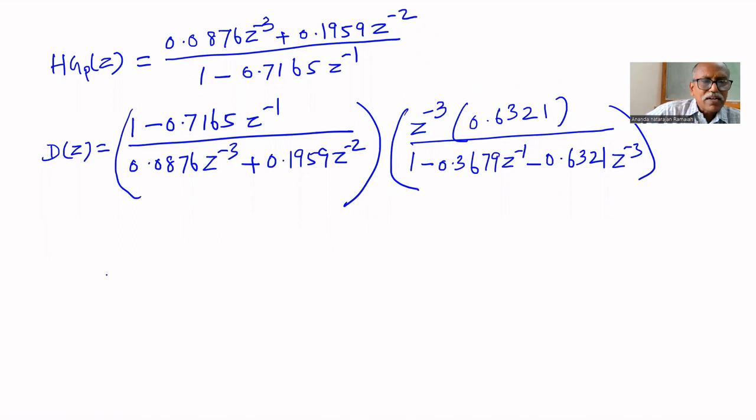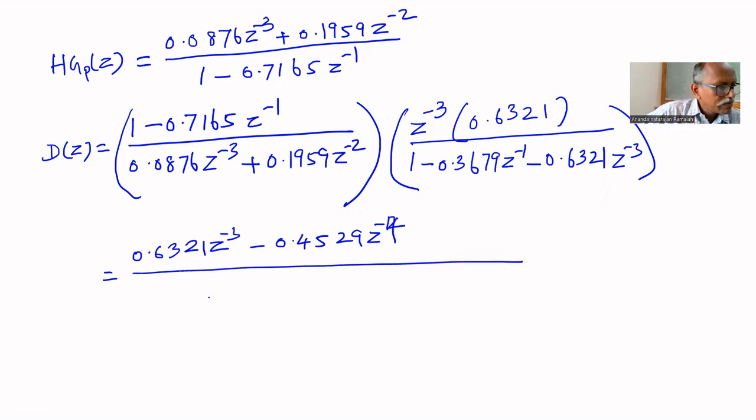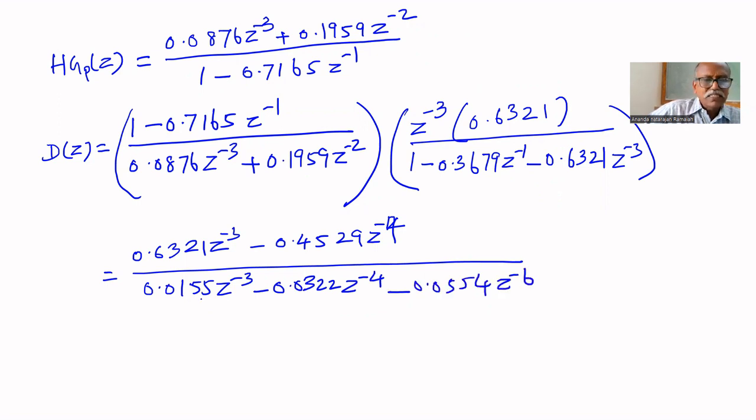If you simplify this, you will get D of z equal to (0.6321 z^-3 minus 0.4529 z^-4) whole divided by (0.0155 z^-3 minus 0.0322 z^-4 minus 0.0554 z^-6 plus 0.1959 z^-2 minus 0.1238 z^-5).